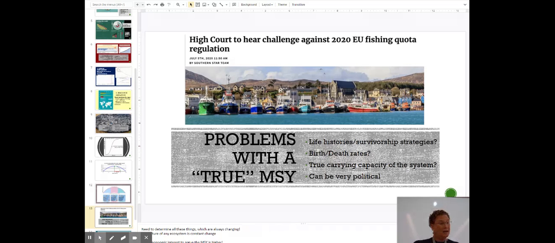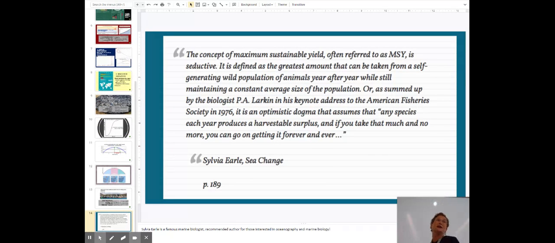Okay. And so to finish this off, I have a quote for you, which is a quote by Sylvia Earle, and she's a famous marine biologist. So if anybody's really interested in marine biology, you probably will be reading about Sylvia Earle. So this is what she said. The concept of the maximum sustainable yield is seductive. It's defined as the greatest amount that can be taken from a self-generating wild population of animals or plants year after year while still maintaining a constant average size of the population.